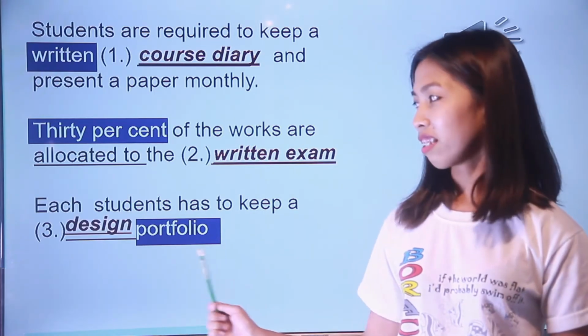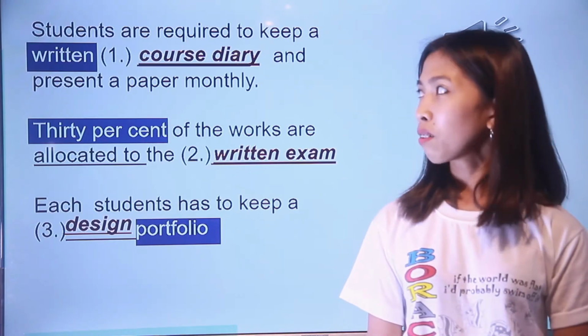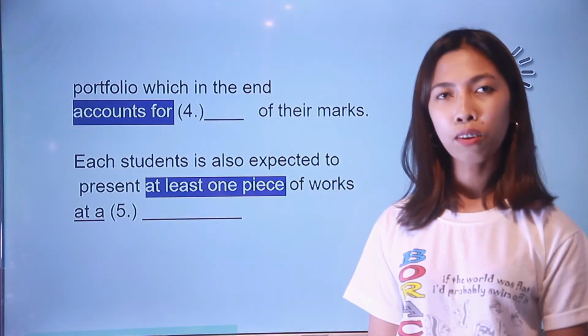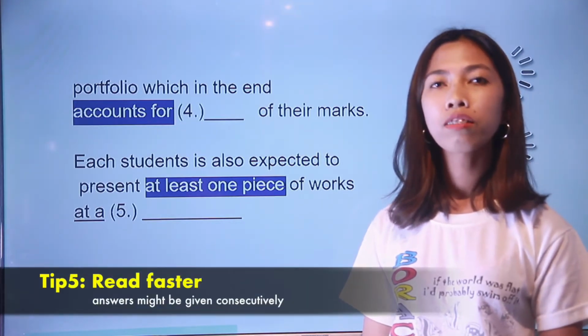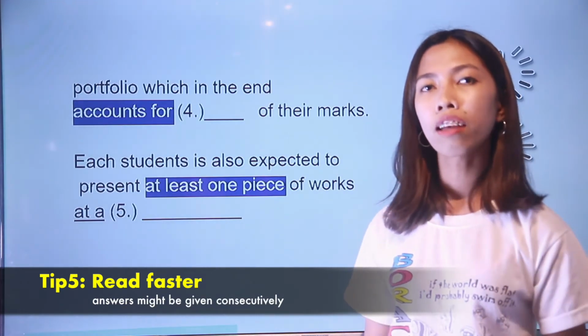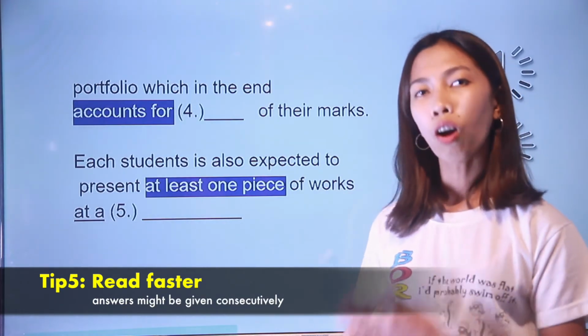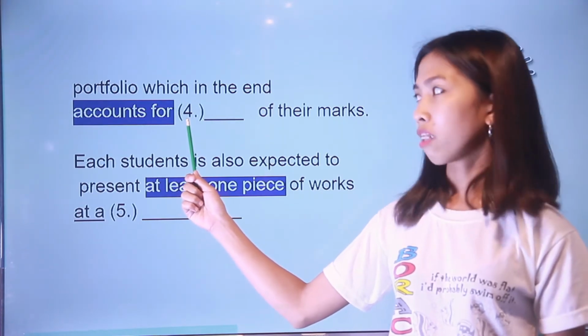So, if your answer is "design," then you got it correctly. This time, let's listen for number 4 and 5. There are times in the listening when answers are given consecutively. So you have to be fast in reading the question as well as in listening to the audio. So, number 4, let's see what the answer will be.